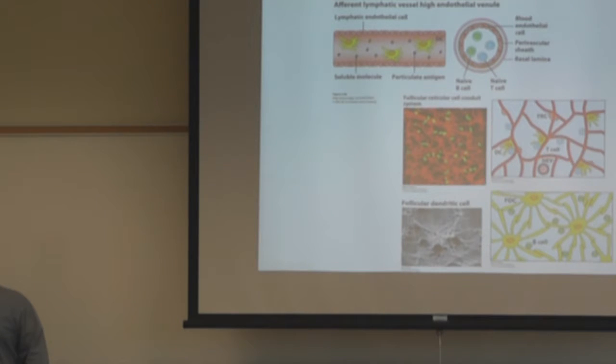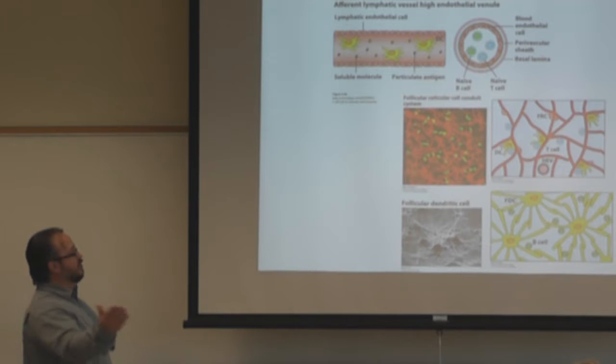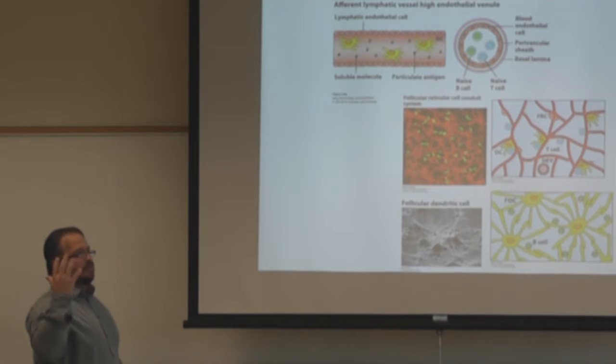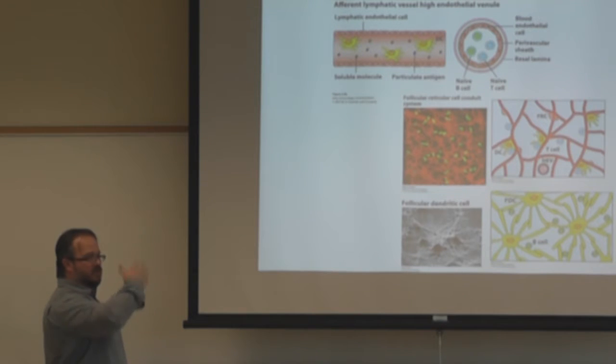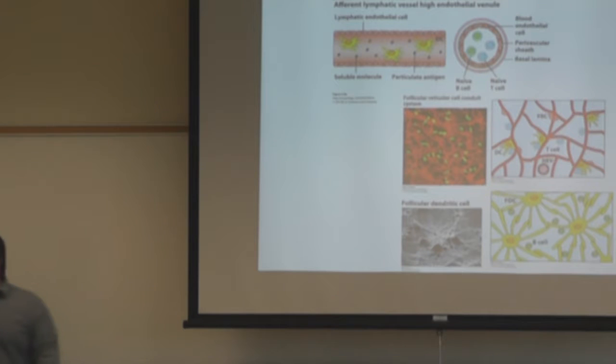So here's your dendritic cell, and it's going to present whatever antigen it's come across, and your T cells are going to just keep rolling around until they find antigen. If they don't find antigen, they're going to move to the next lymph node.